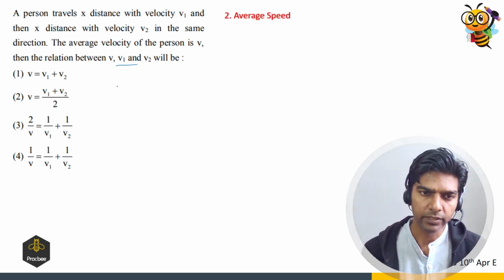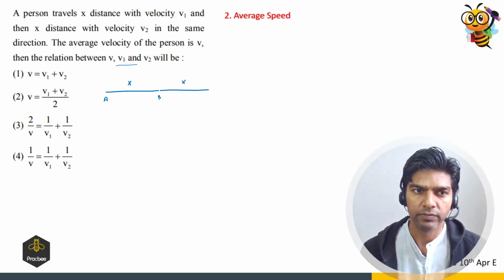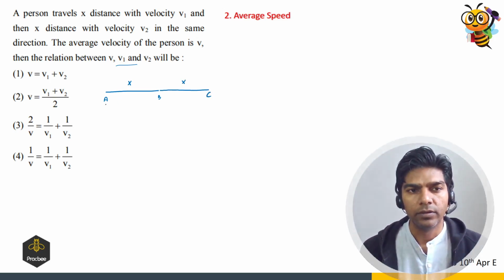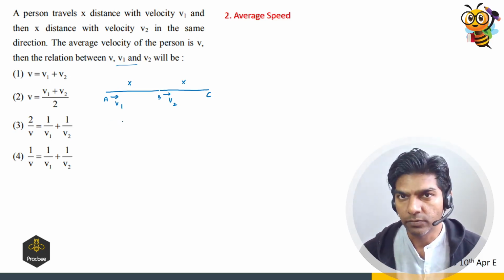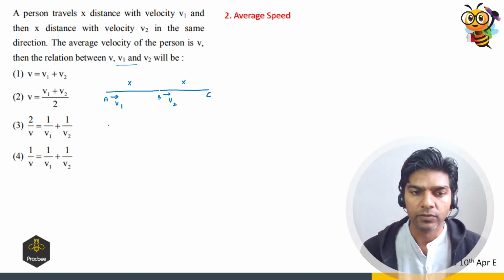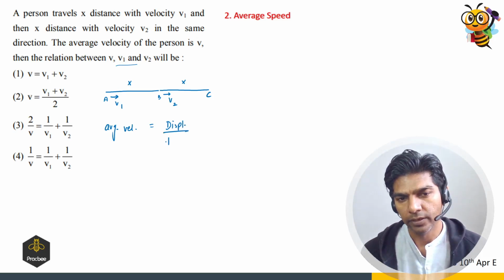Okay, let me first draw the diagram that we have. So let us say this is AB, which is having a length x, and then we have BC, which is having a length x. Now the particle covers A to B with a speed v1, and it covers B to C with a speed v2. Right, and what is the average velocity for the entire trip? It is nothing but the displacement upon time interval, right? So average velocity will be displacement upon time.